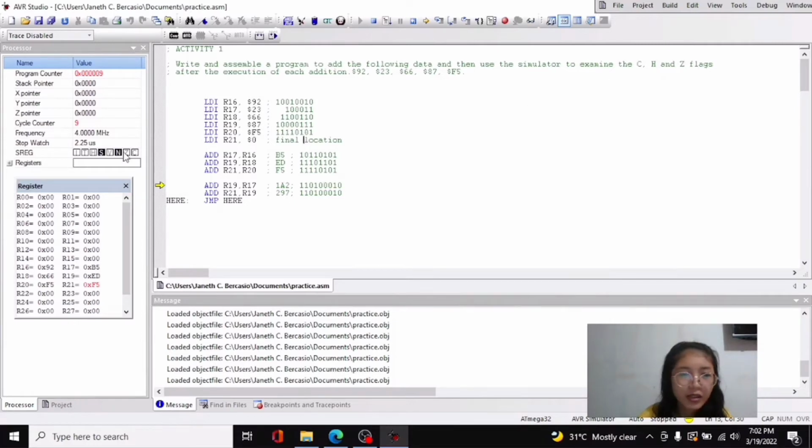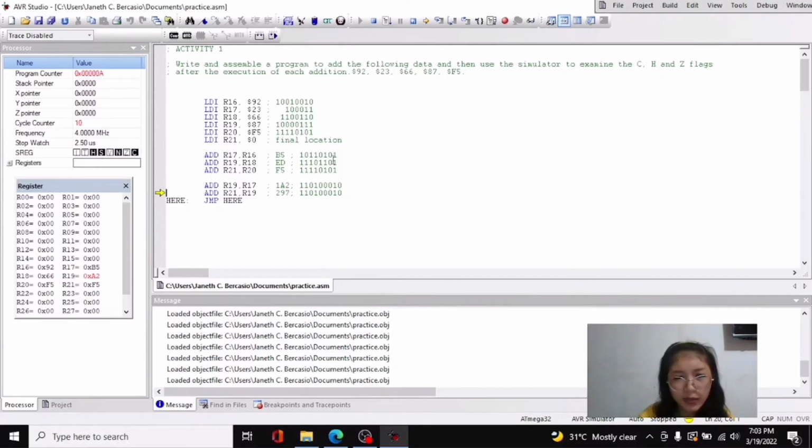Our Z flag is also equal to 0 since the sum is not equal to 0. The next line, adding R17 and R19, we have B5 plus ED. So looking at the H flag, it is black, it is equal to 1.